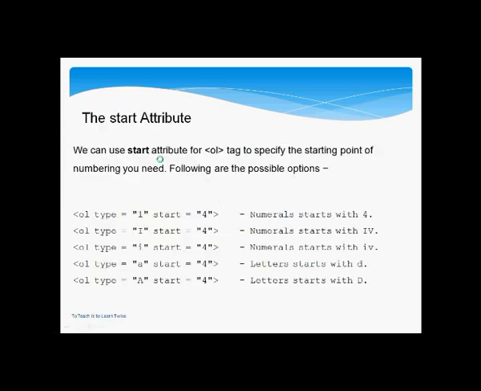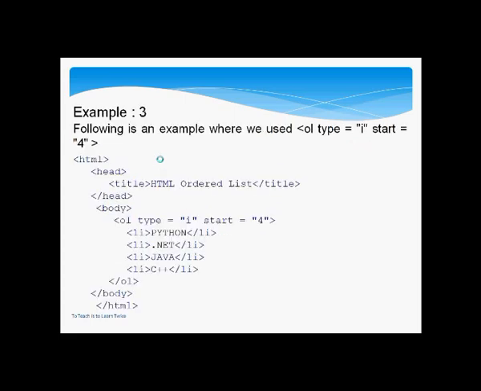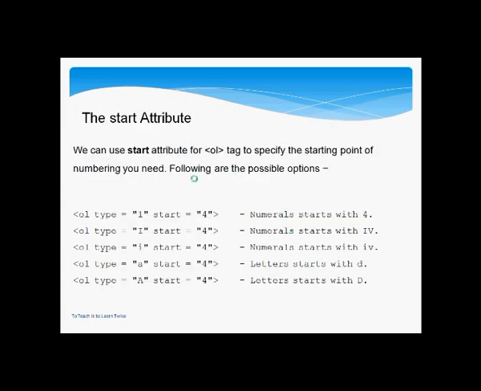Then suppose I want my list to begin with a certain number. Like if I have put it with numerical numbers like 1 2 3, and I want my number over here in the example I have mentioned to start with 4. See, for that I have the attribute called start, which will specify the number from which the list starts. Okay, and it is always a numerical number.